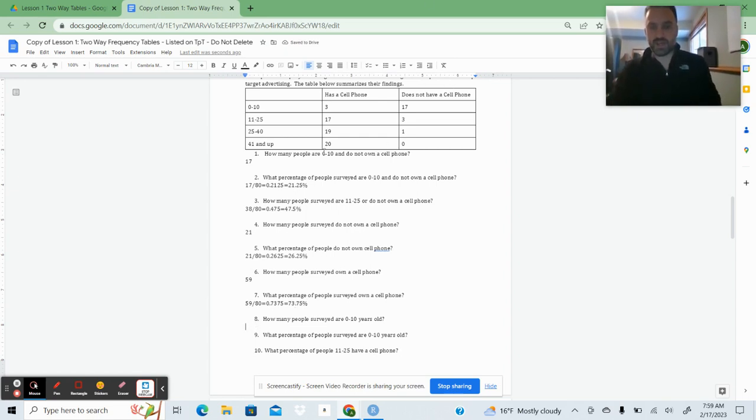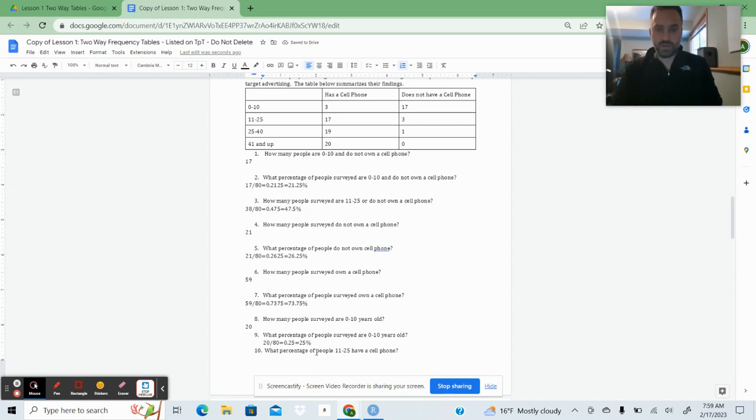How many people are 0 to 10 years old? 20. What percentage? Well, that's 20 out of 80. And that is going to be 0.25 or 25%.